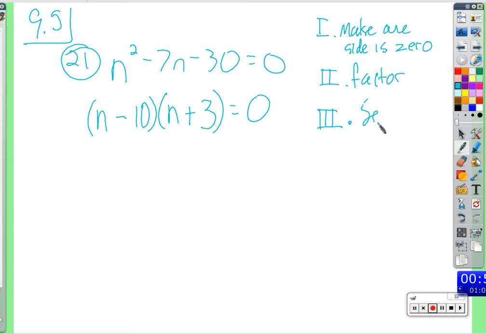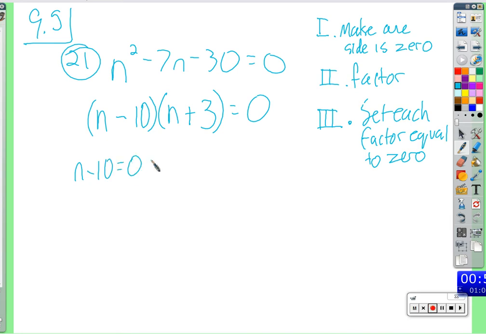So we set each factor equal to 0. N minus 10 equals 0. N plus 3 equals 0. Solve each of these equations: n equals 10, or n equals negative 3. These are both solutions. You put them here, you're going to get 0. You put them there, you're going to get 0. That's what's kind of neat.